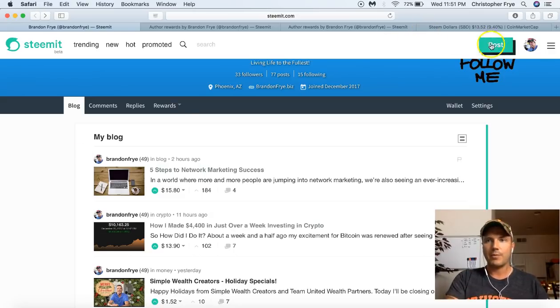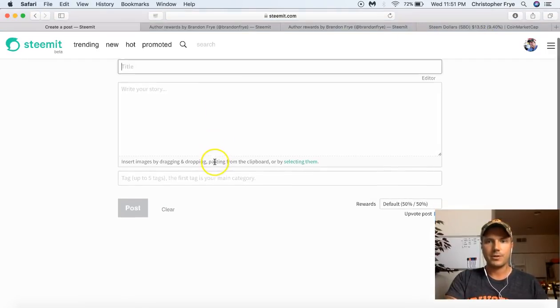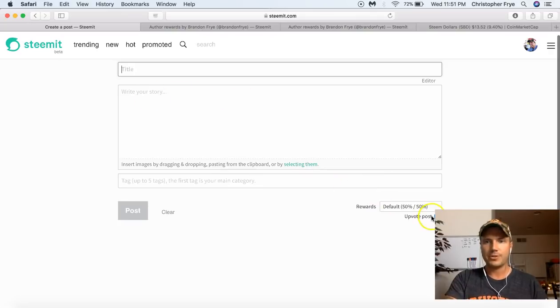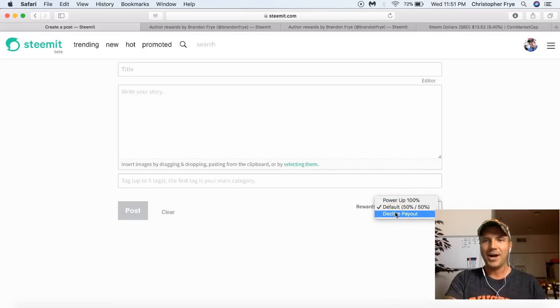And let me just show you how that works too. So if you go to post right here, so whenever you make your post, there's the default 50-50 or there's the power up 100%. I would never choose decline payout. But there's the default 50-50 and power up 100%. So I'm always going to leave it on default from now on. Unless something massively changes and the Steem dollar drops to nothing, I will keep it default 50-50.